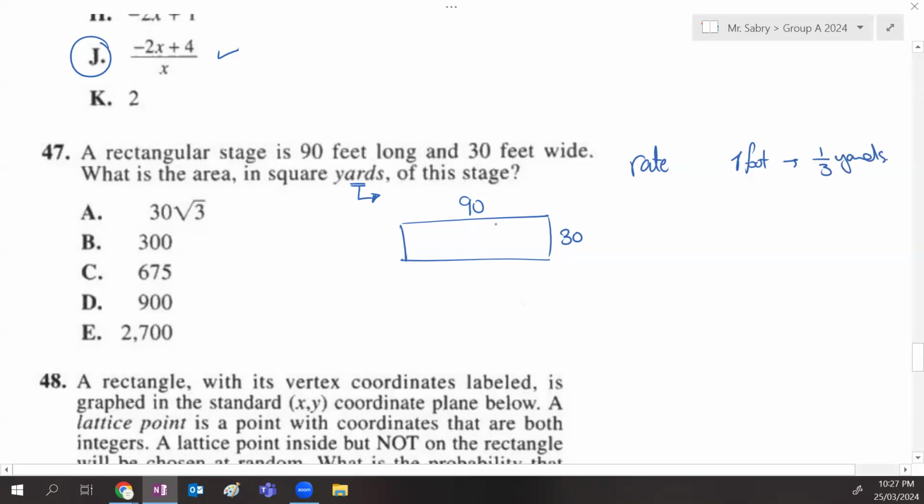So first I have to convert these feet to yards, so I put 90 here and cross multiply to find how many yards. So that would become 90 times 1/3, it would become 30 yards. And then I'll do the same for the 30. So 30, I'll cross multiply with the 1/3 too. So 30 times 1/3 would get you 10 yards.